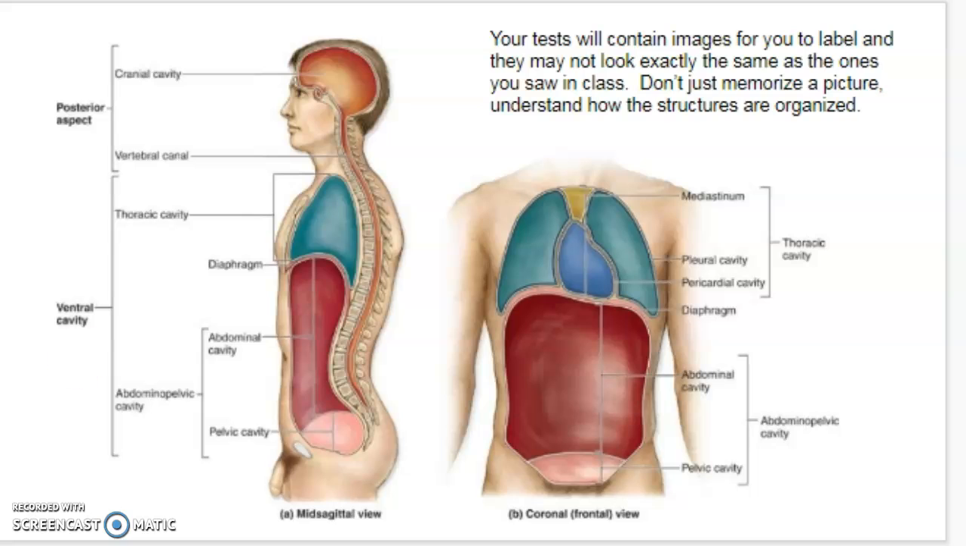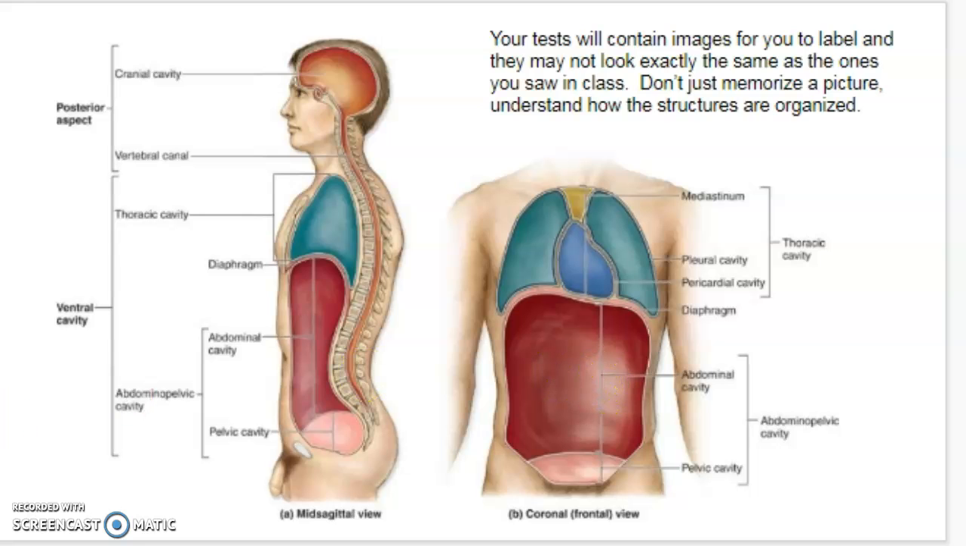Here's another picture of it. Like I just talked about, your mediastinum is located right here. Now, when we talk about the lungs, we are talking about pleura. That's what we call the lungs. And your heart is going to be pericardial. So that's your pleural cavity and your pericardial cavity. When we're talking about the abdominal area, that's going to be your peritoneal cavity.